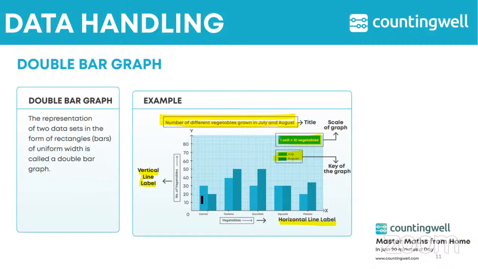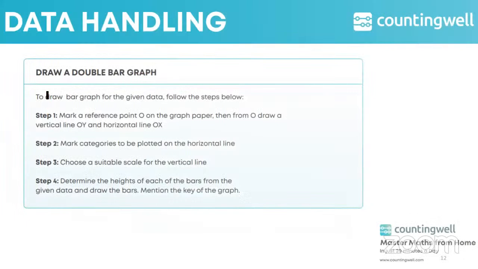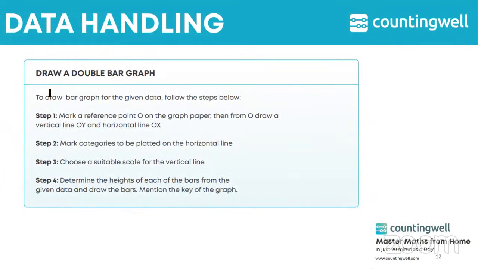So here you can see the height of the bar represents the frequency of that vegetable in respective months. Let us see how to draw a double bar graph.